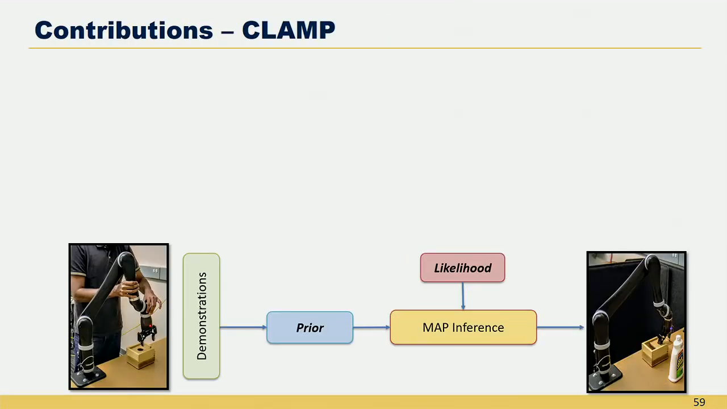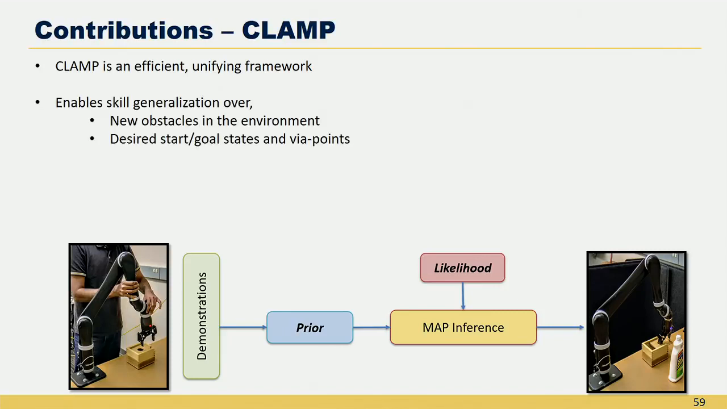In short, we have presented CLAMP, which is combined learning from demonstration and motion planning. CLAMP is an efficient and unifying framework which combines the strengths of motion planning and learning from demonstration. CLAMP enables skill generalization over new obstacles in the environment and the desired start, goal states, and via points.